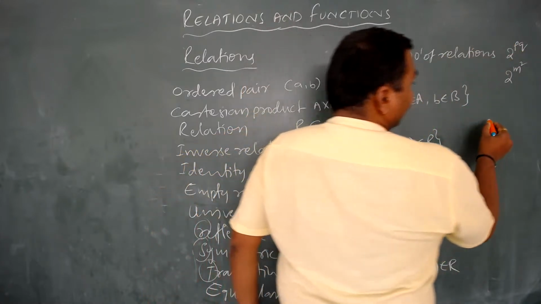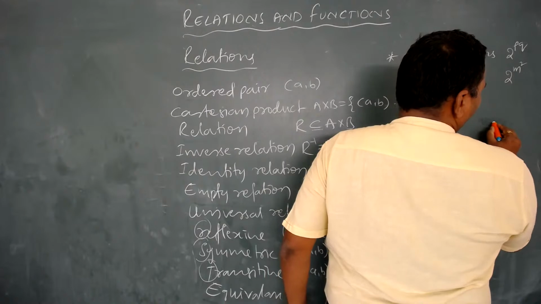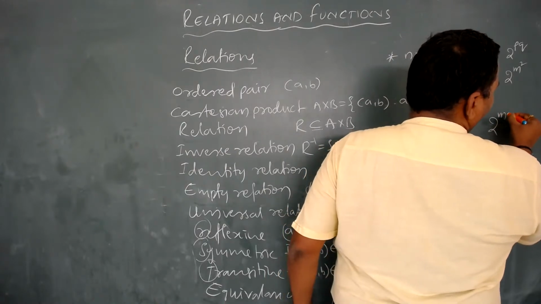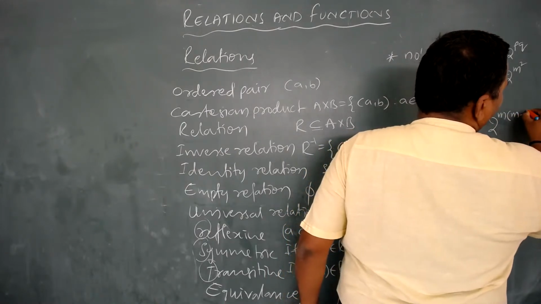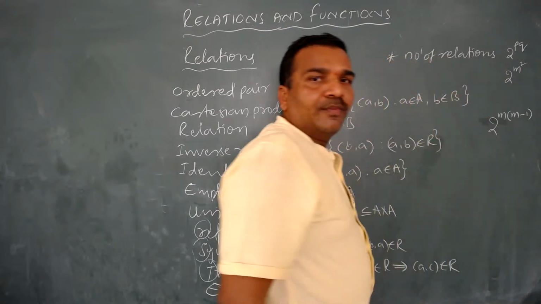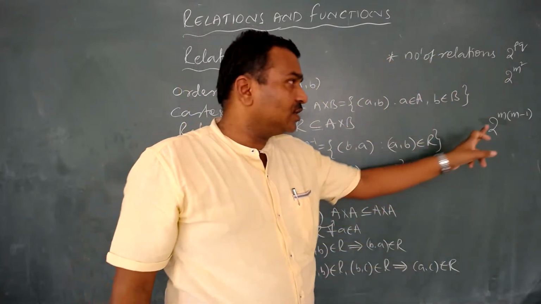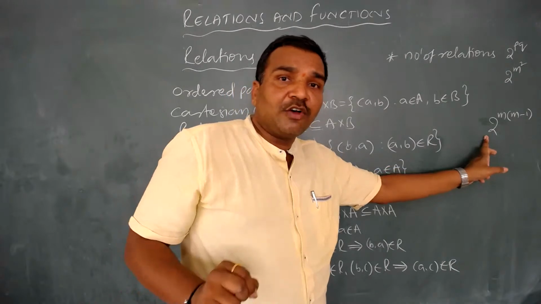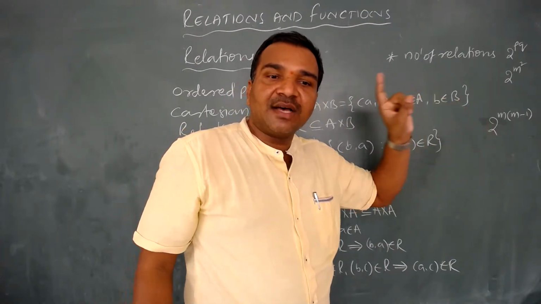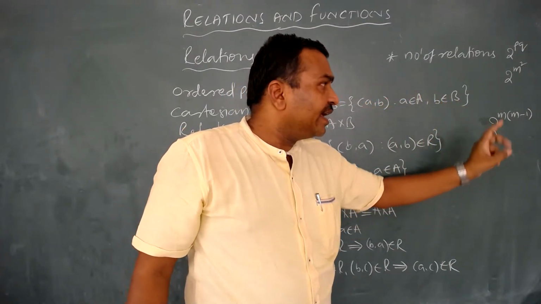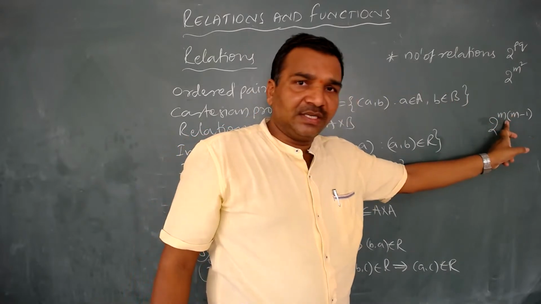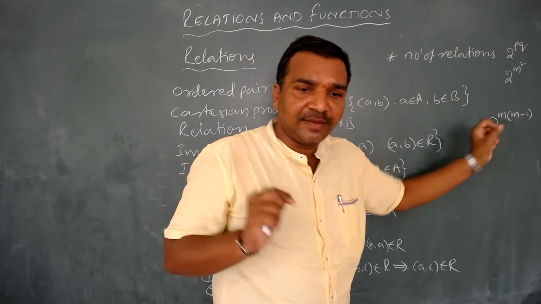Number of reflexive relations on A: 2 power m into m minus 1. This is the formula for number of reflexive relations on set A, where A has m elements. So number of elements in A is m.